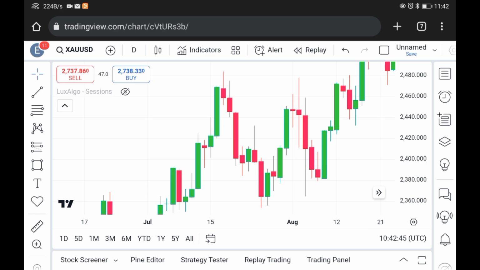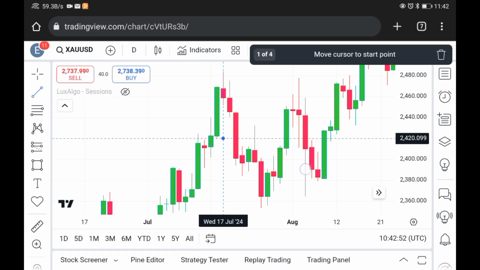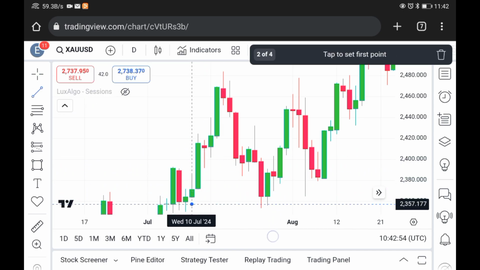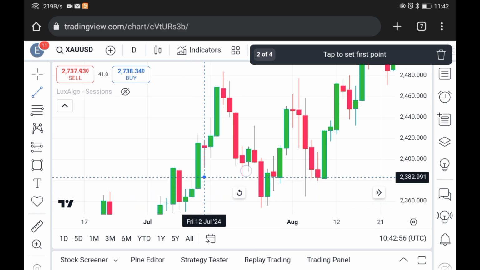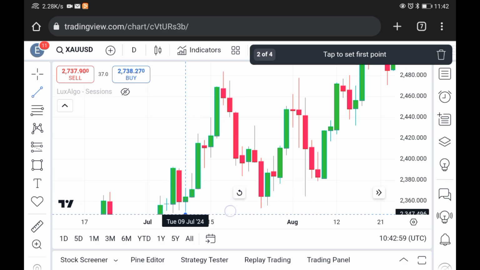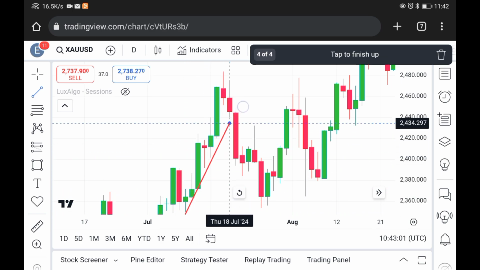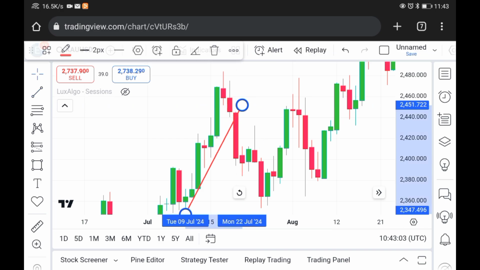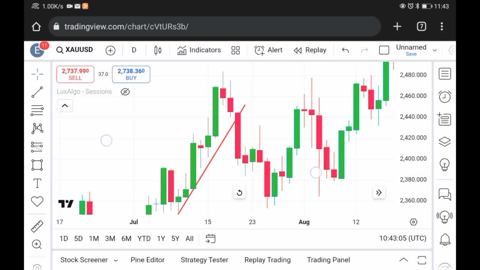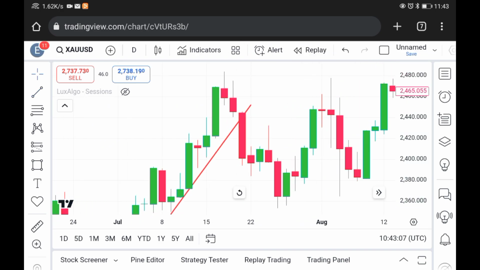So let's get straight to the chart. Right, I'm on the gold chart, daily. What we can see on this very chart is that this market has been bullish for a very long time. From here it was bullish, meaning the market was going up. You can see it's following the trend line upward. So this shows that the market is going up.